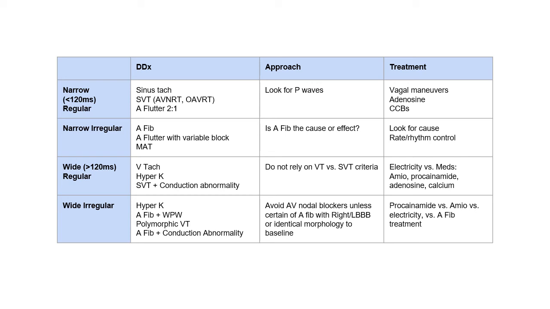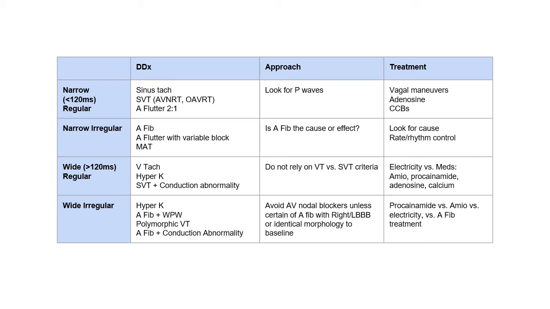Okay, and then now we have wide regular tachycardias. So it's going to be your ventricular tachycardia. Sometimes high potassium can cause this, and SVT with a conduction abnormality. So if they have a bundle branch block, then we'd see a wide regular tachycardia. And sometimes that can be difficult to discern.